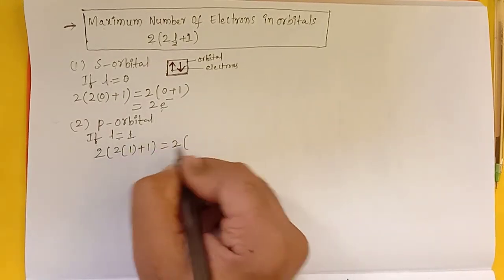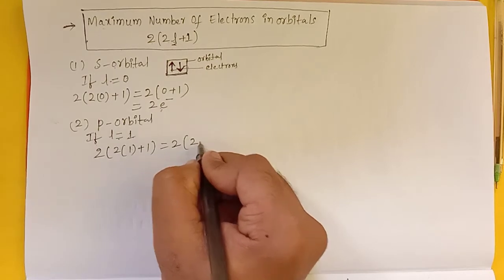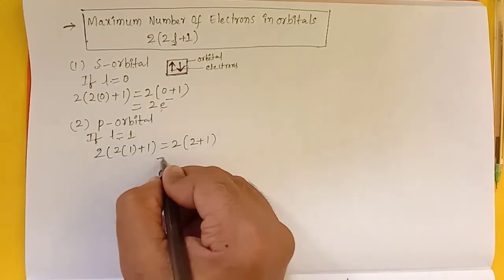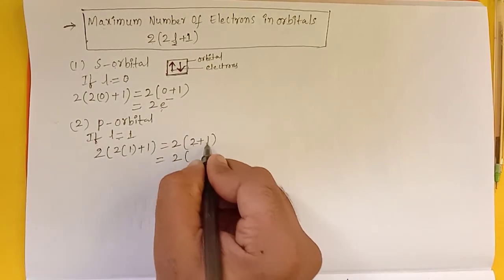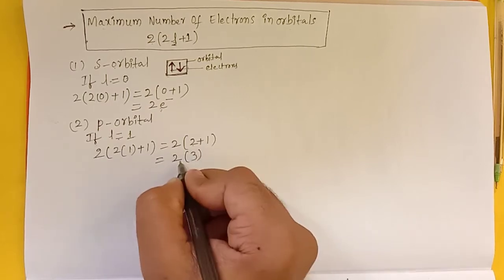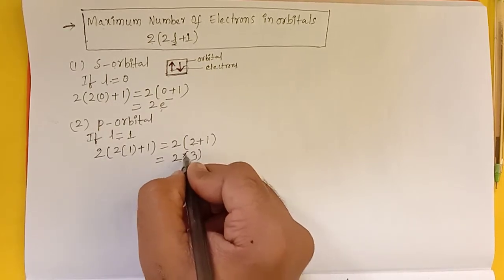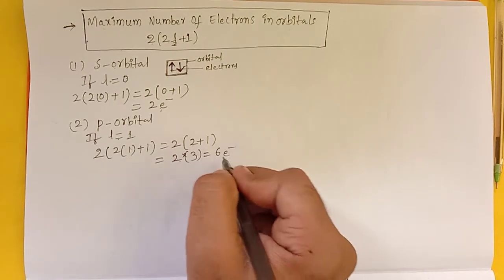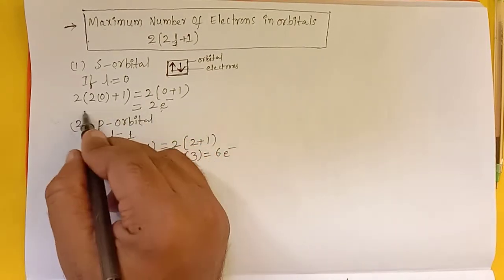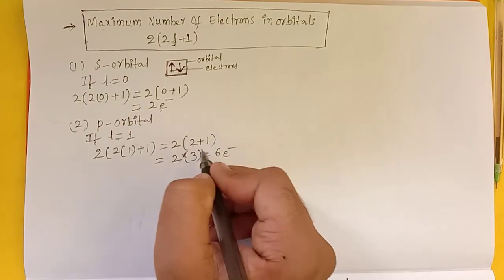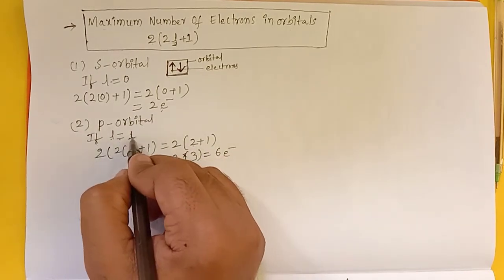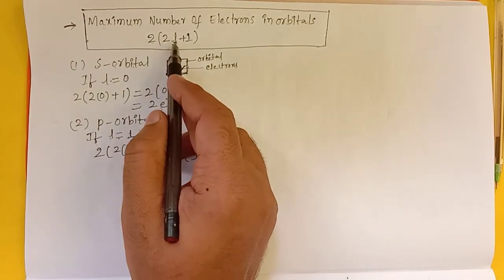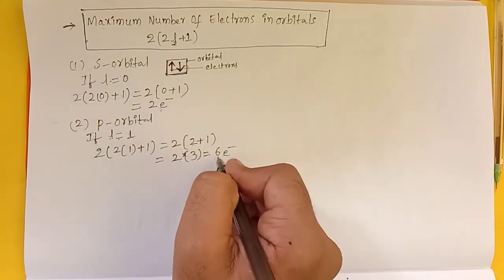Look at the bracket: 2 ones are 2, plus 1. So 2 of (2 + 1), how much? 3. Bracket means into is there. 2 into 3 how much? 6. How many electrons are present in the P orbital? 6 electrons. So using the L value, we substituted 1 in the formula, and we get 6 electrons.